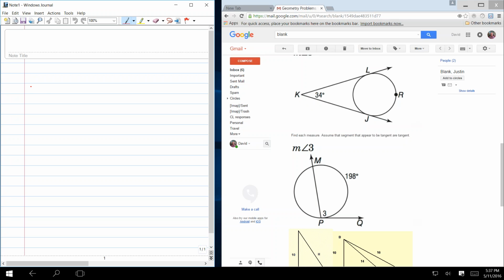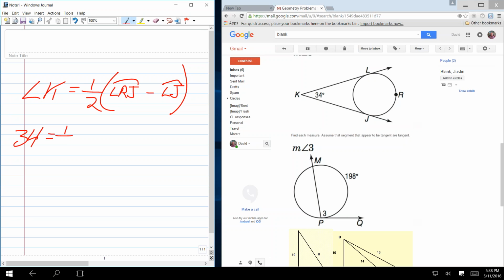Angle K is equal to 1/2, most of these circles are 1/2 relationships, of arc LRJ minus arc LJ. In other words, these two tangent lines divided up this circle into two arcs, right? A big one and a little one, and that's it. Well, how I know the angle K is 34 degrees. What's the relationship between these two arcs?